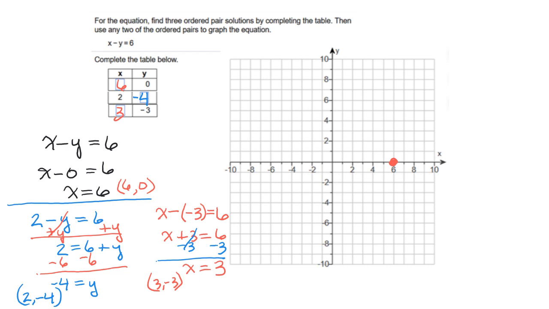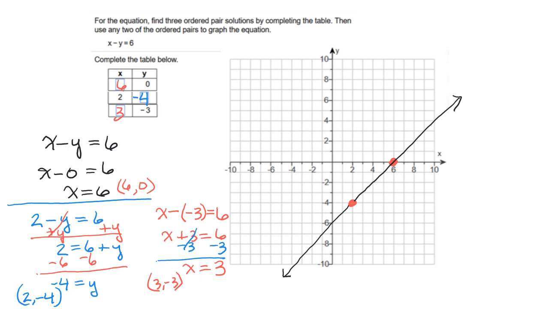Next ordered pair is 2, negative 4. So again, we start at the origin. We go 2 units to the right, so I'm at x is 2. And then y is negative 4. I need to move down 4 units and place my dot. From this perspective, I have my 2 points, and I can draw my line. And we are done graphing this problem. So again, it wanted us to complete the table, select 2 points, plot them on your graph, and draw your line.